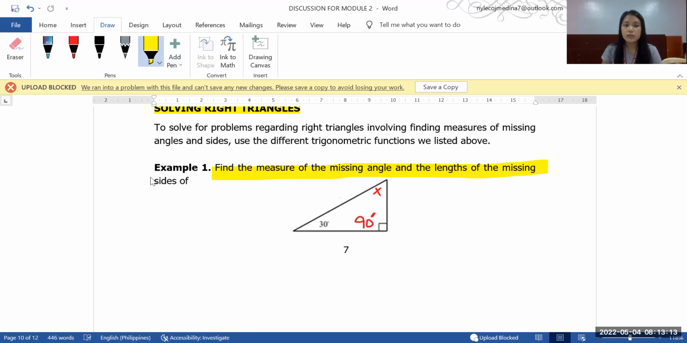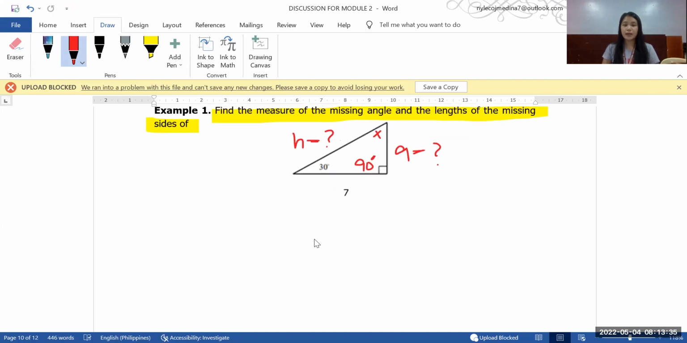Next, we're going to also find the missing sides. The missing sides are the hypotenuse and one of your legs, the A. Given that B is equal to 7. So first, we will find X.